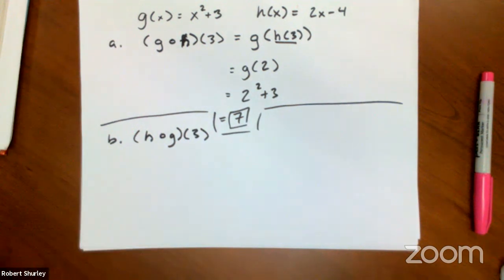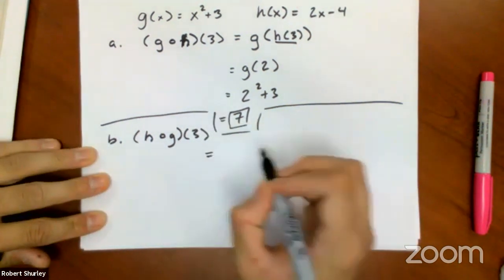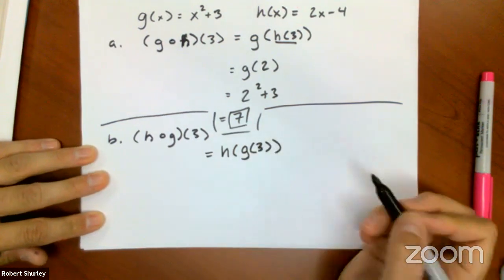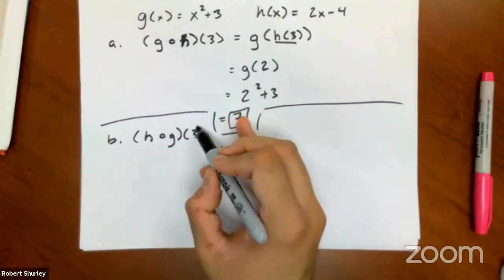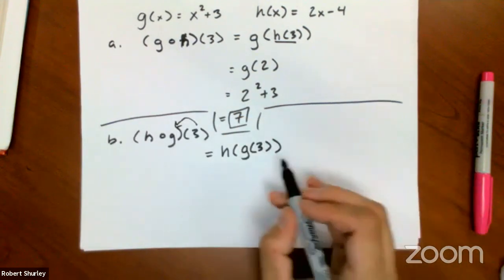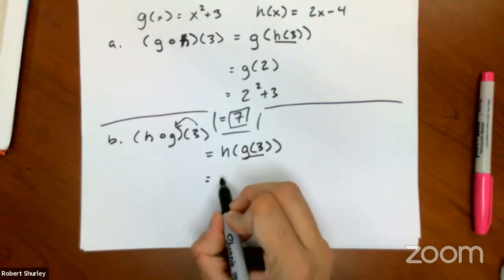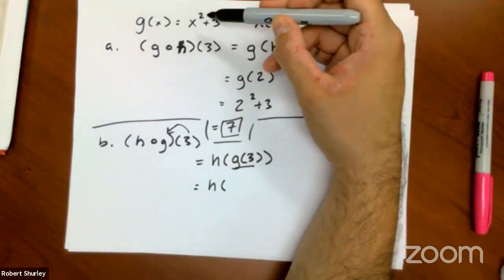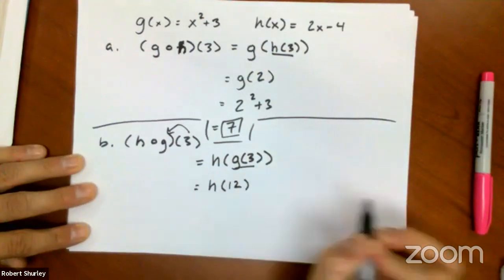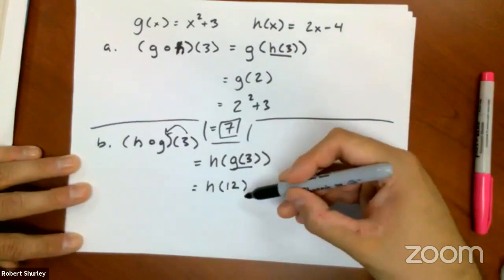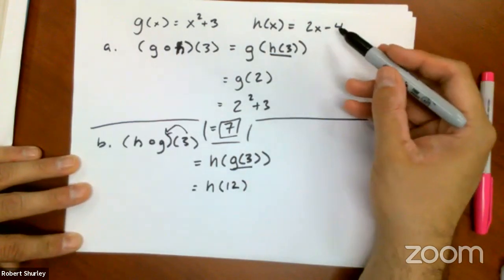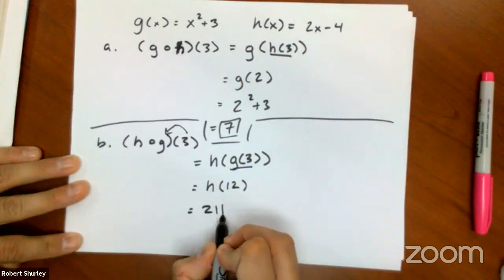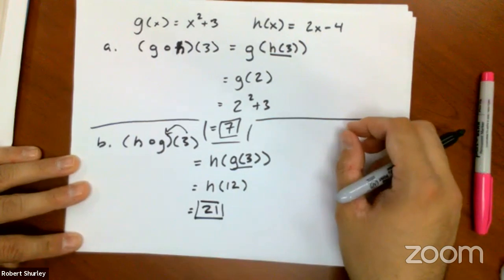Okay, let's just look at the order here. So again, I'm going to write this as h composed of g of 3 now, right? I'm going to start with the 3 going into the g. So g of 3, I go to the g function and I put in 3. 3 squared is 9 plus 3 is 12. So we wind up with h of 12. And then h of 12, I just go to the h function. 12 times 2 is 24 minus 4. Winds up being 21.